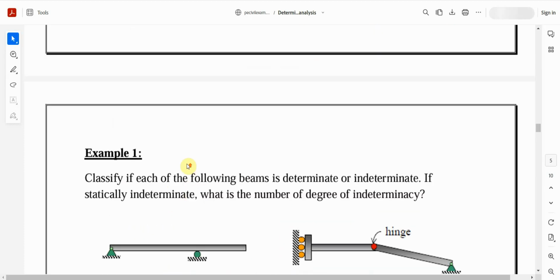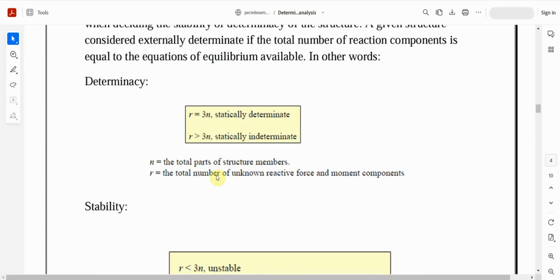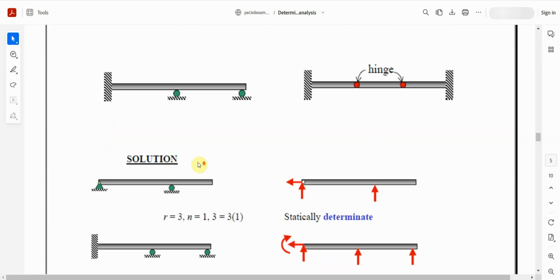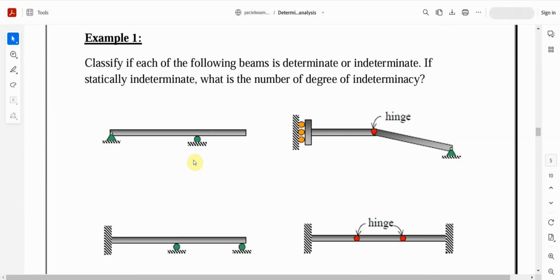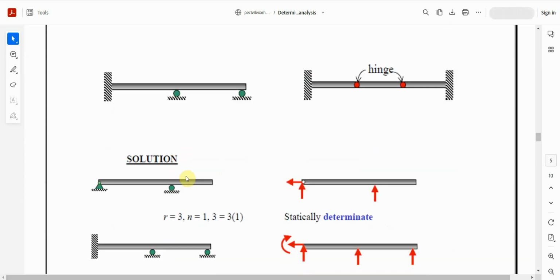Now let us start using the equation r equals 3n, where r is the reactions. How many reactions do we have? We have 3 reactions, and what number of members do we have? We only have 1 member. So r equals 3 times n. Since this is equal to this, that means the structure is statically determinate. Now you can see this arrow is indicating the number of reactions applicable at that particular point, and likewise this one, for the roller support.